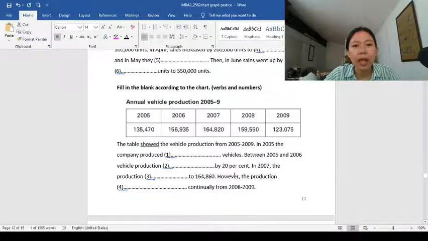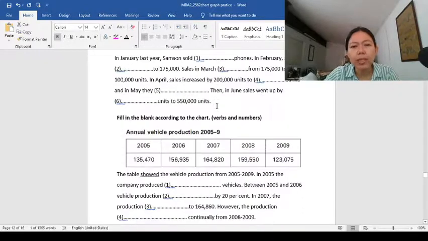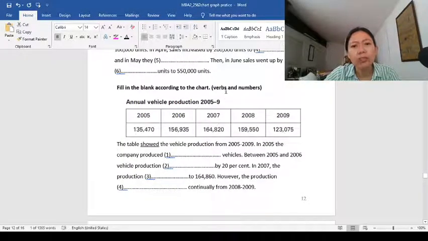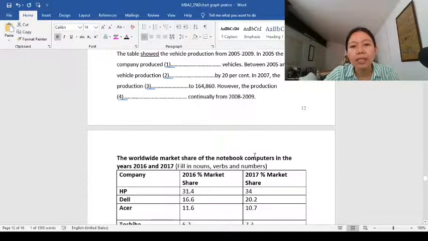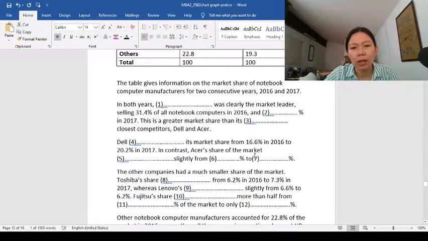And then we have a table. This table shows the annual vehicle production from 2005 to 2009. So look at each year and then see the changes in the number of vehicle production from 2005 to 2009. And then again, similar to this one, just fill in the missing words using verbs or numbers. Try to do it yourself, okay? It's not difficult. And then the last one is a bit long.